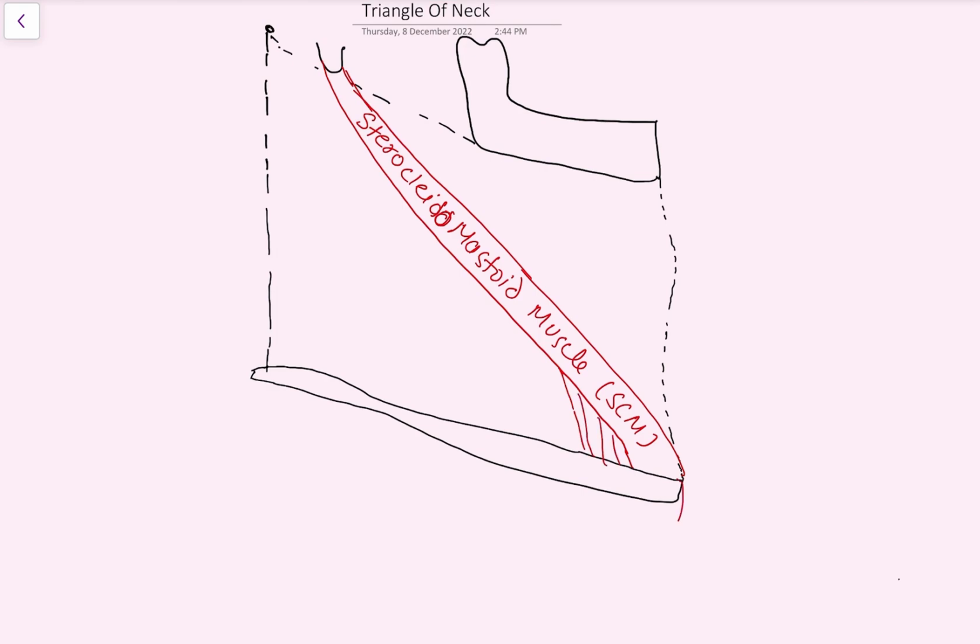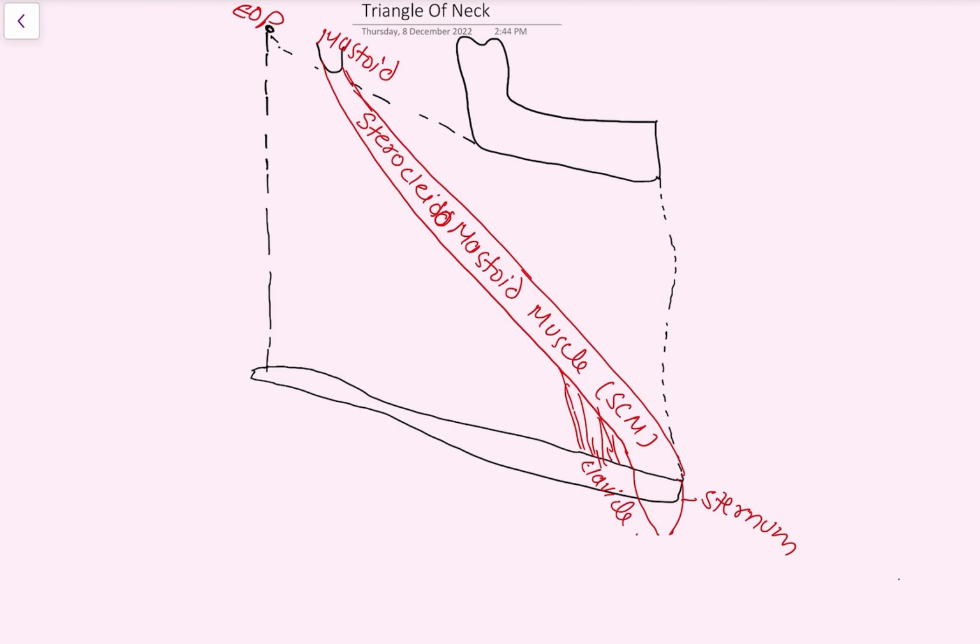This one attaches to the sternum, attaches to the anterior part of the clavicle and connected to the mastoid. That's why it is the sternocleidomastoid muscle. It is connected up to the external occipital protuberance. Okay.